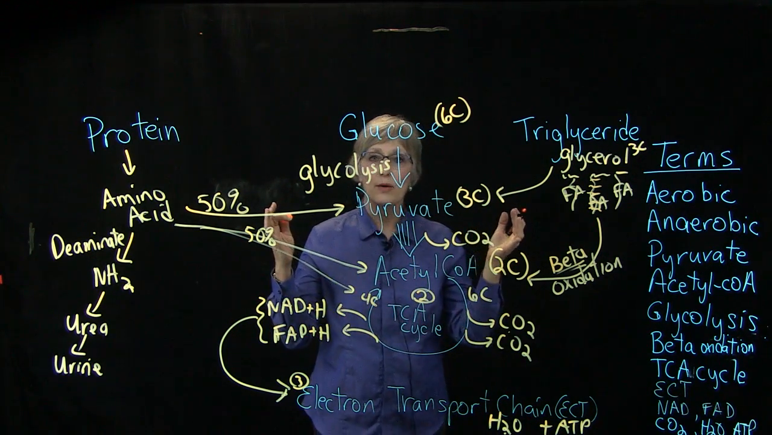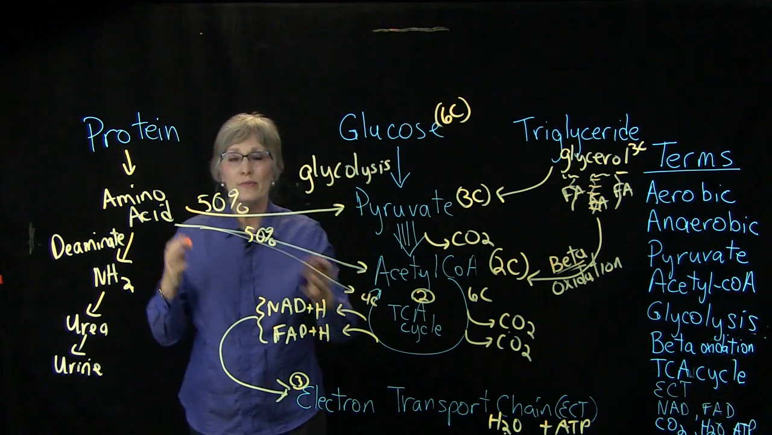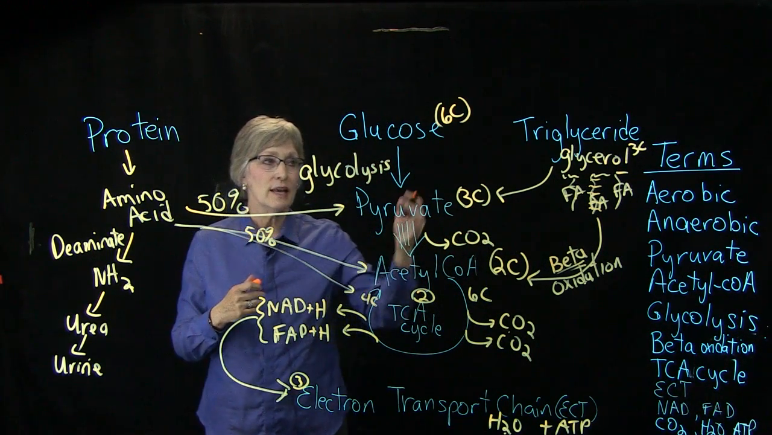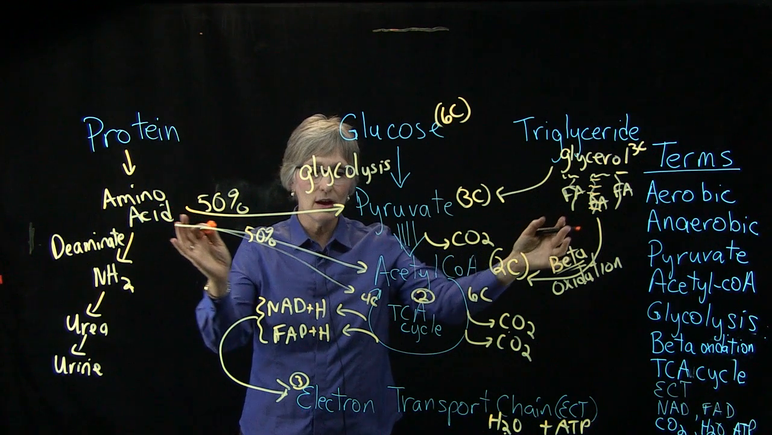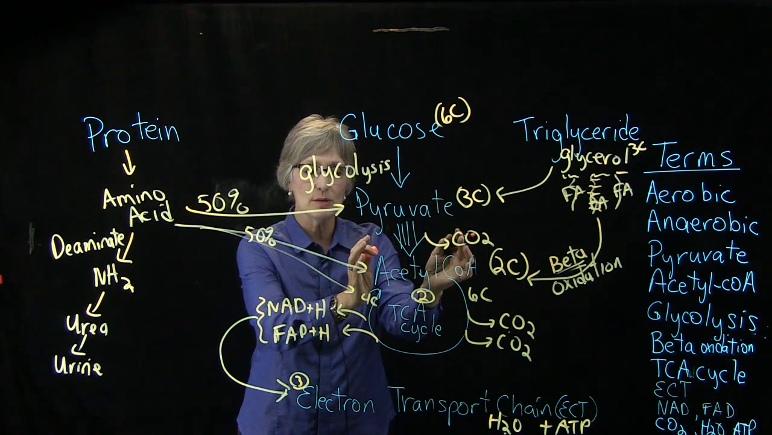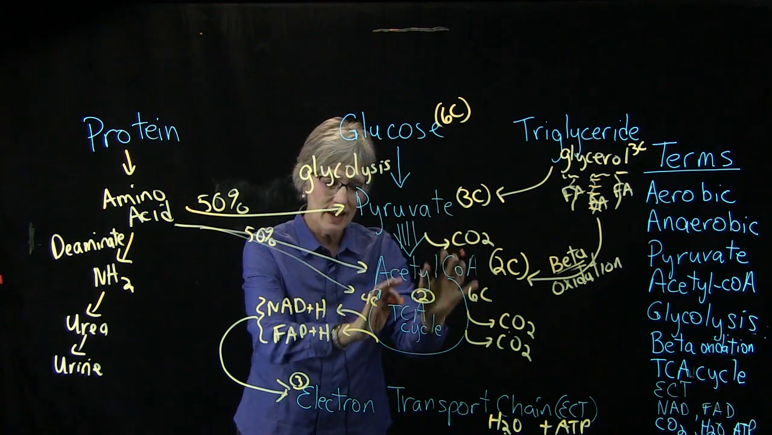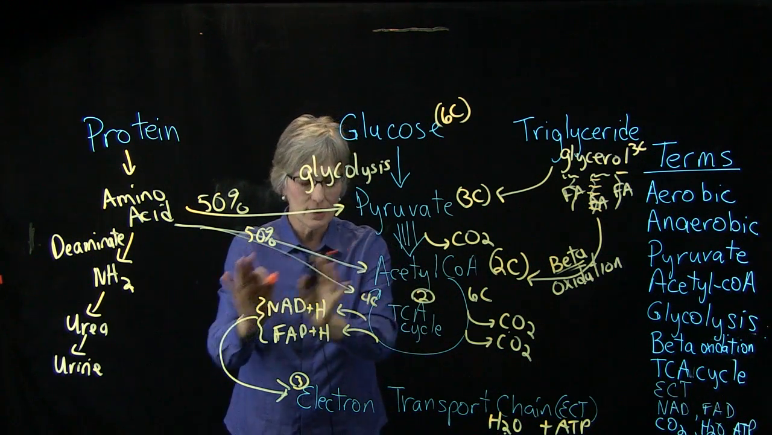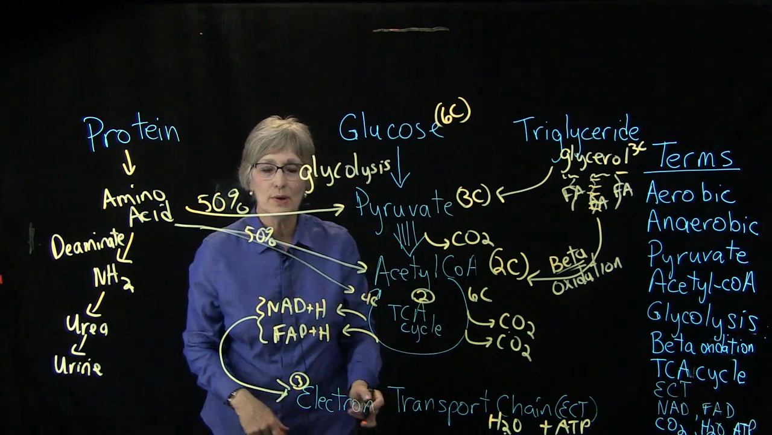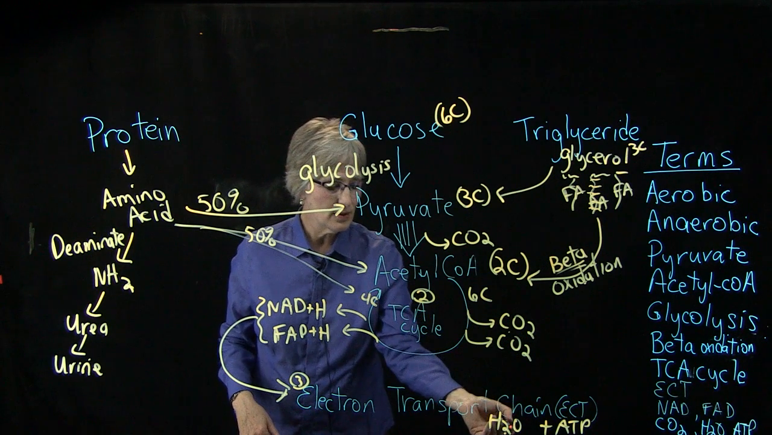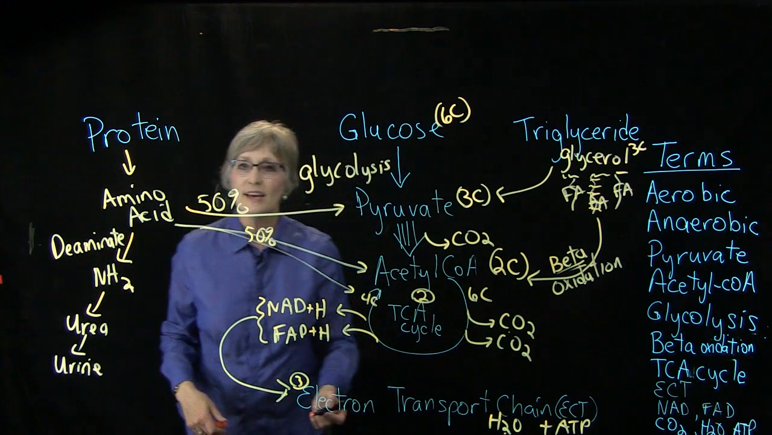So we've got our energy-yielding nutrients, we've got our protein, our glucose, and our triglycerides. We can see that they all eventually get to the center of energy metabolism, acetyl-CoA, and now they go through that TCA cycle and through the electron transport chain, and we end up with carbon dioxide, water, and ATP as our end products.